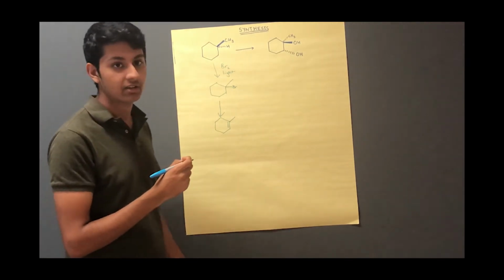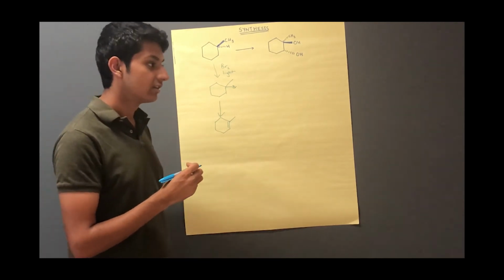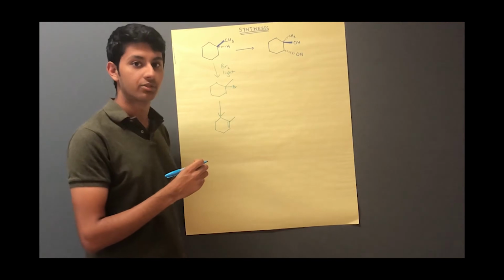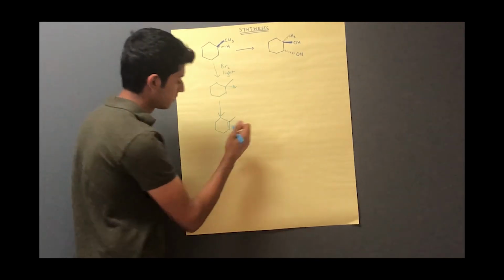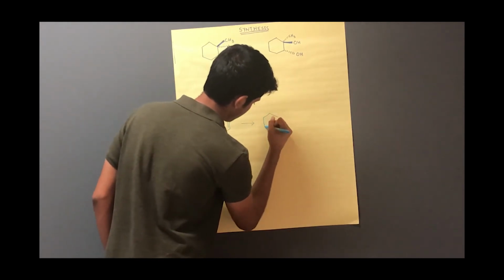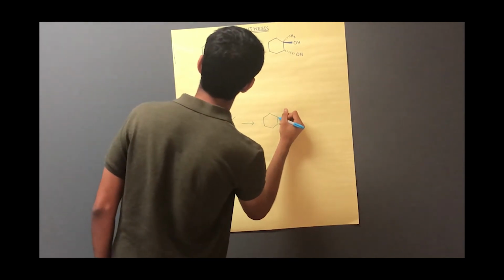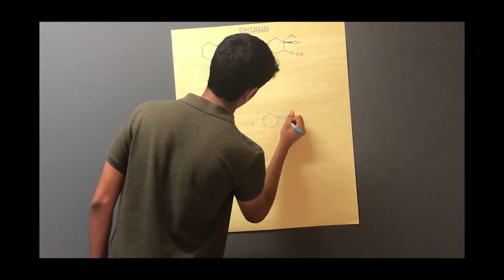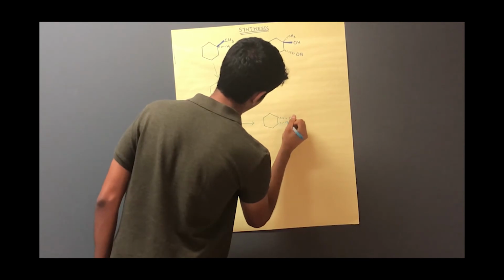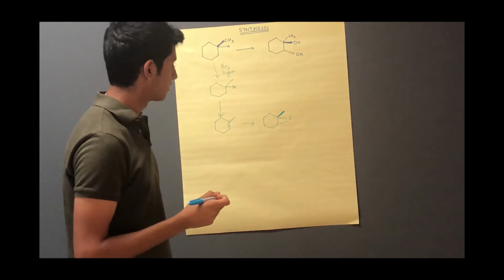And now from here, we need to form an epoxide. So for an epoxidation reaction, we can use the peroxy acid CH3CO3H. Now we formed this epoxide.